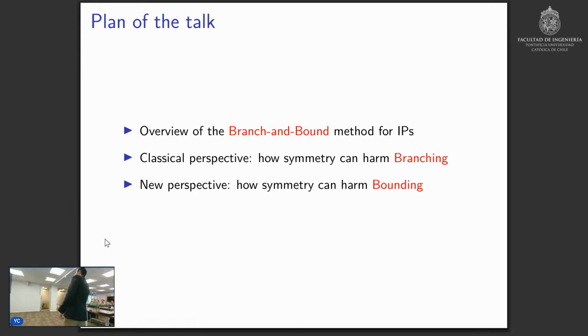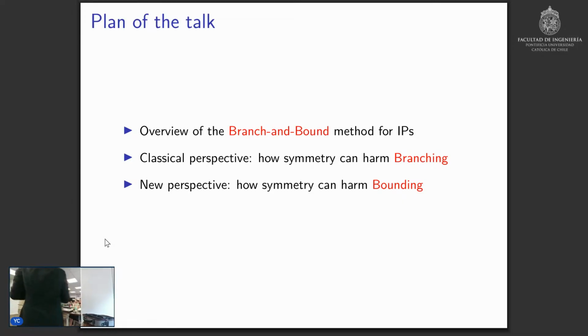And then we'll go over the classical perspective on how symmetry can harm the branching part of the algorithm. And that's going to be just a quick overview. And then one of our contributions is the third bullet, that's the new perspective on how symmetry can harm the bounding part of this algorithm. And this has not been much studied in the literature.